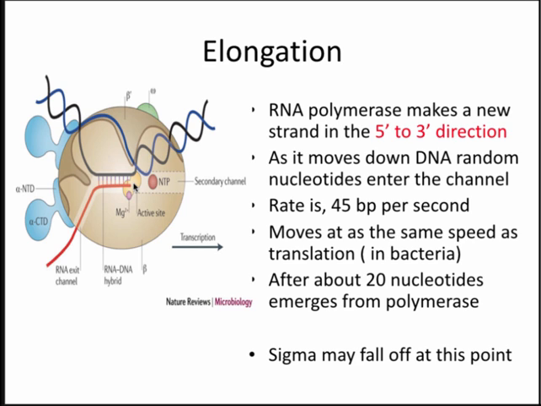After about 20 nucleotides, RNA starts to emerge from the polymerase. The sigma may fall off at this point, or it may be retained.